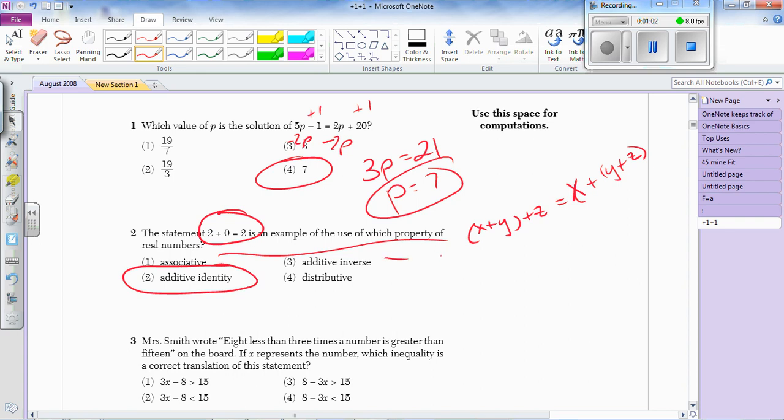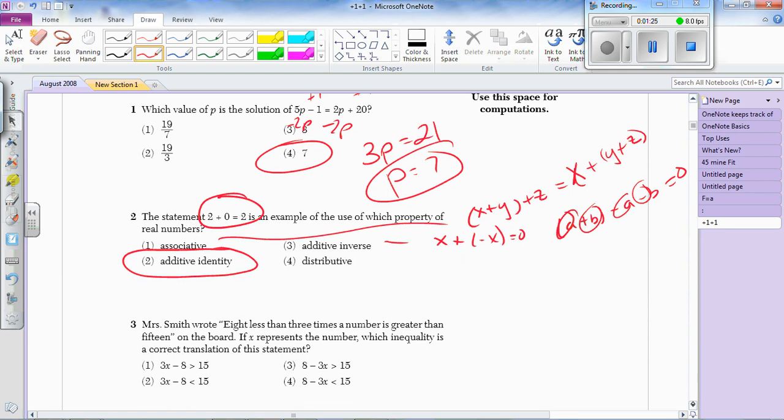Additive inverses might be something like x plus negative x equals 0, or a plus b minus a minus b, where it automatically has to equal 0, but they're opposites, a and negative a, b and negative b. Those are additive inverses. And everybody knows the distributive property. Not really going to go over that one.